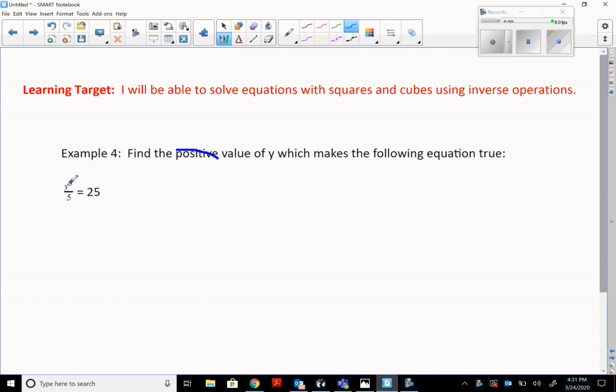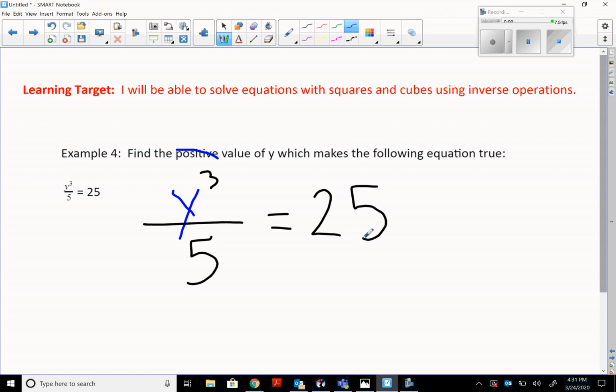If you notice, the fraction symbol between the y to the third power and the 5 means division. So the inverse operation of dividing is, of course, multiplying. So I am going to try to isolate that y by multiplying both sides by 5.